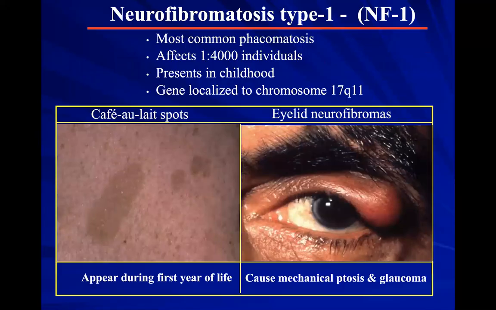I put this up for you. Neurofibromatosis type 1 is the most common phacomatosis. It affects 1 in 4,000 individuals. It's present in childhood. And this is your hallmark: you get café-au-lait spots. In the eye, unfortunately, you get eyelid neurofibromas. These can be mechanical and they can cause ptosis, as we see in this patient.